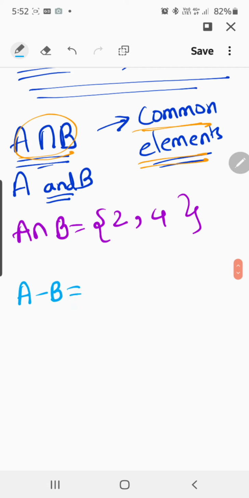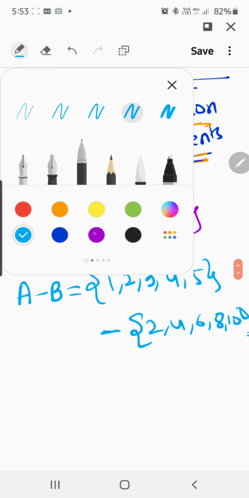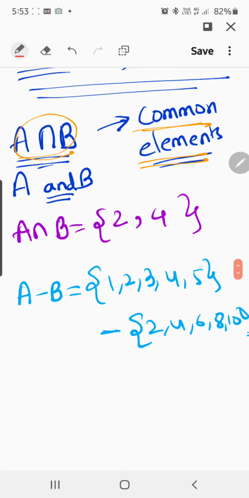For A minus B, how do we proceed? You have to write like this. For example, what is there in our A? 1, 2, 3, 4, 5 minus B, and B has 2, 4, 6, 8 and 10. These are the elements of set B. What do we mean by difference? Difference means you have to leave the elements which are common in both A and B. What are the elements common in A and B? 2 is common, 4 is common.